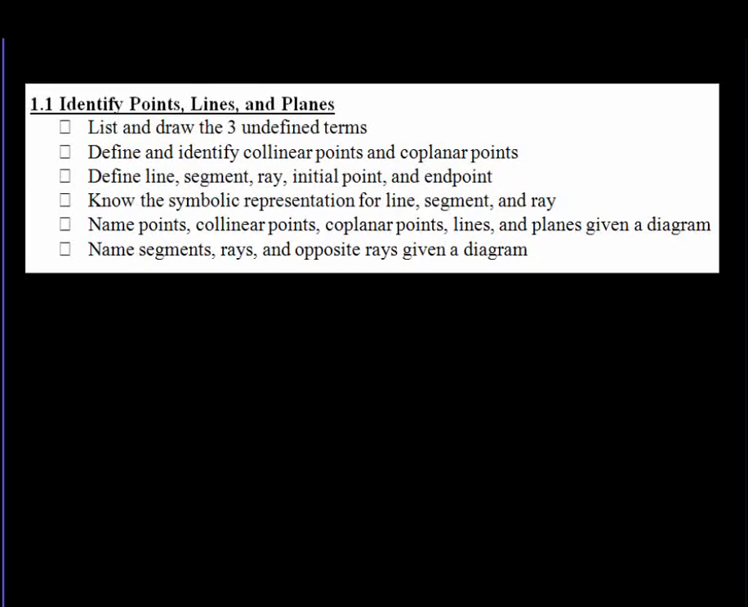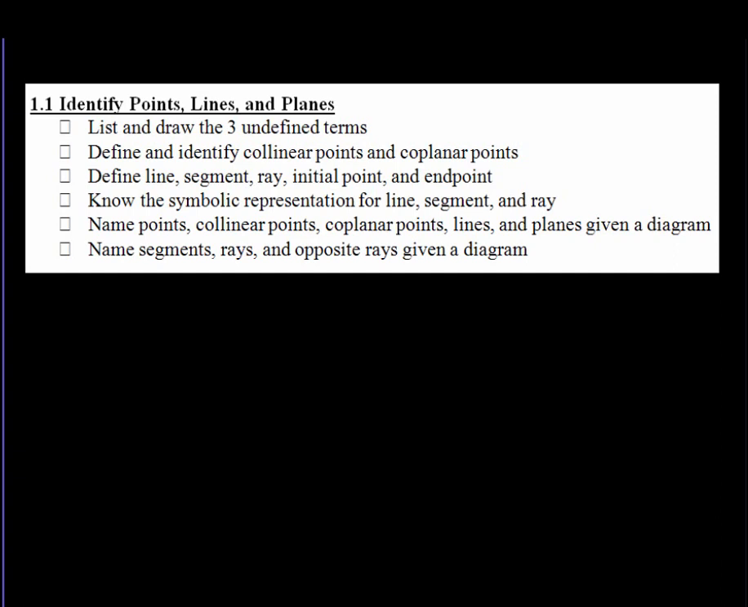Today we're going to be taking a look at identifying points, lines, and planes. Within this short video you're going to learn about listing and drawing the three undefined terms, defining and identifying collinear points and coplanar points, as well as defining line, segment, ray, initial point, and endpoint. One of the things we'll need to do is know the symbolic representation for line, segment, and ray.